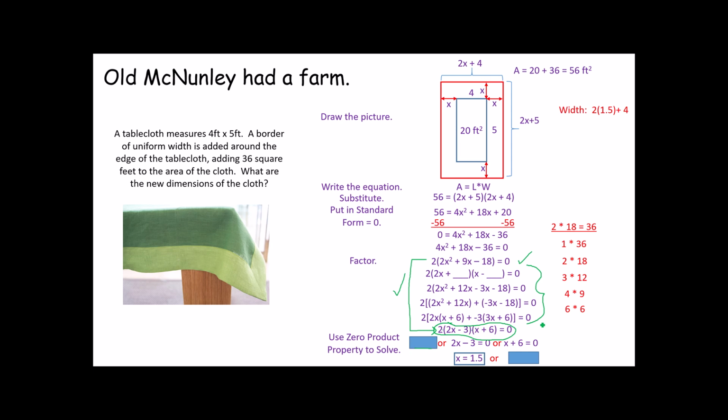Now, it's important to remember, the question does not ask how large the border is or how wide the border is. It asks what the new dimensions are. The new dimensions are 2x plus 5 and 2x plus 4, which means your new width is 2 times 1.5 plus 4. Your new length is 2 times 1.5 plus 5, which means your new dimensions are 7 by 8.